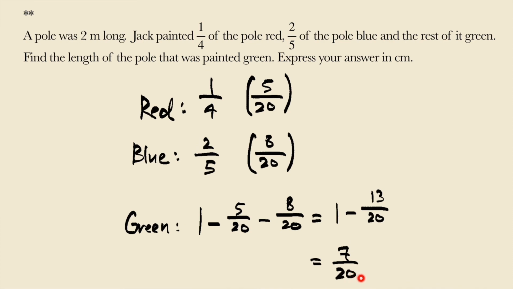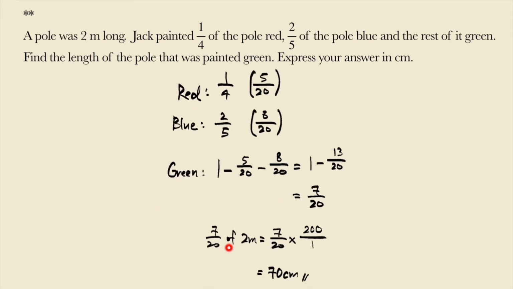You will get 7/20. But this is 7/20 as in units. What's 7/20 of 2 meters? Of as in multiply. Don't forget, 2 meters convert to cm, and 70 cm will be your answer.